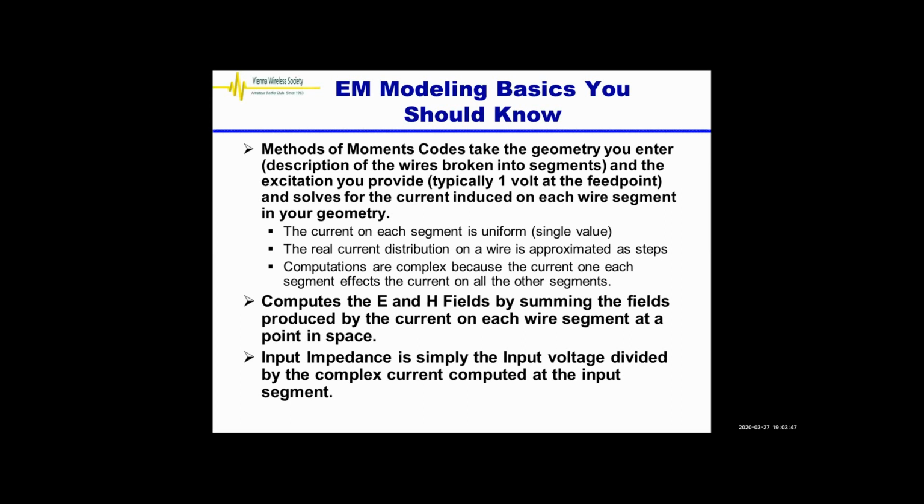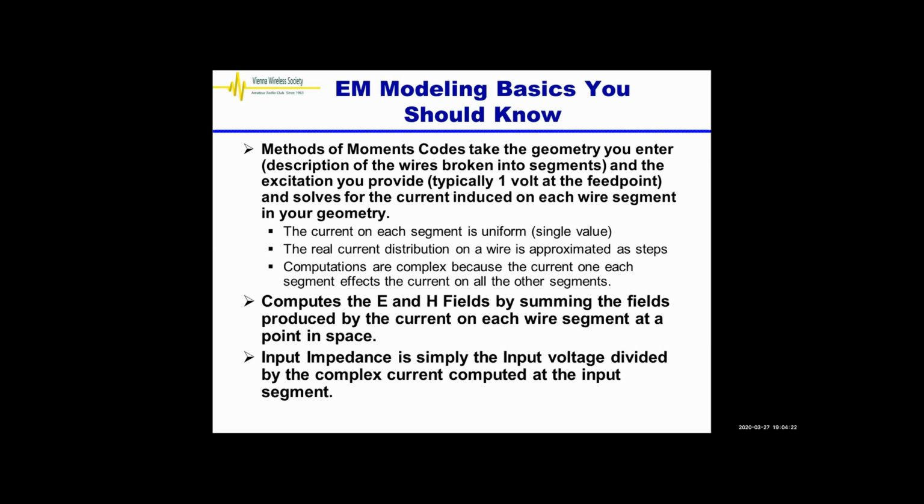You tell it where your excitation point is, which for most of the stuff we're doing is 1 volt at the feed point, although it can also handle incoming waves and other things. It sets up and solves for the current on each little segment of a wire. It does a discretization here because the current on each segment has to be uniform, single valued. A real antenna has a sinusoidal type current distribution, so we simulate that with a step approximation.